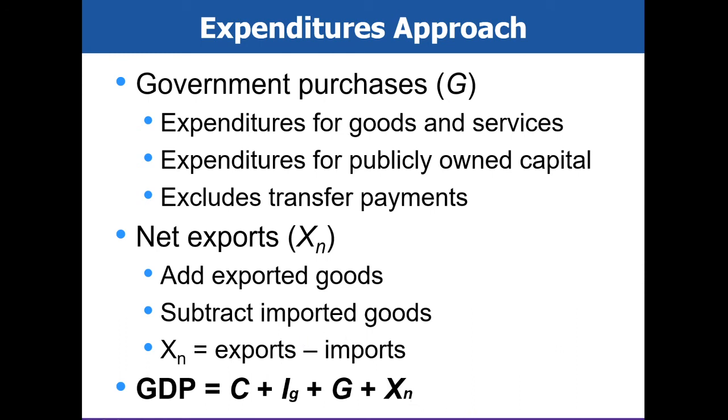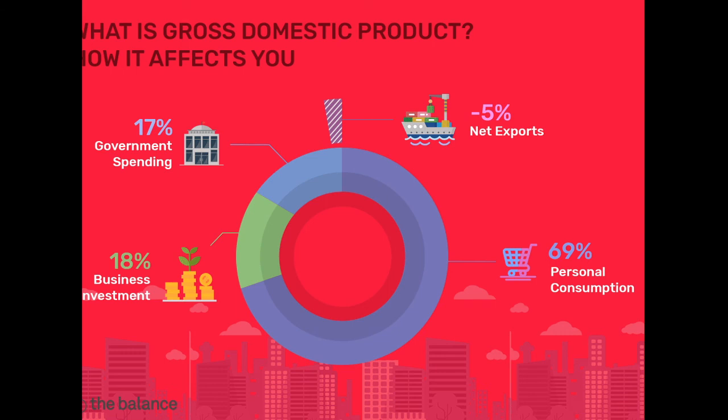All right, let's take one more slide and then let's look at what is gross domestic product and how does it affect you? All right, so if you look here, 69% of GDP, which we talked about the other day in class, was $21 trillion. 70% of that comes from personal consumption, right? Then 17% comes from government. It says spending, it should be purchases. Here we have business investment. This is the capital. And then over here we have a -5, which means we import 5% more than we export. All right?